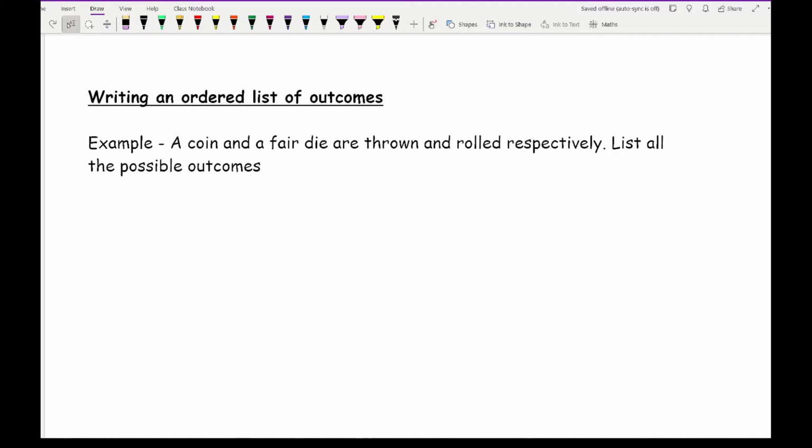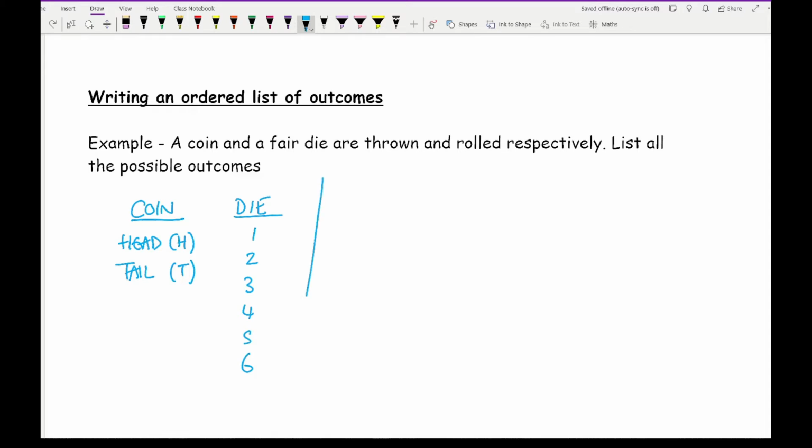So if we take this very simple example where a coin and a fair die are thrown and rolled respectively, what we want to do is list all the possible outcomes. So obviously on a coin, my 2 options are either a head and a tail. Just to abbreviate, I'm going to call that H, and I'm going to call this T. Now, on the die, I can get 1, 2, 3, 4, 5, and 6. And what I want to do is list all the possible outcomes.